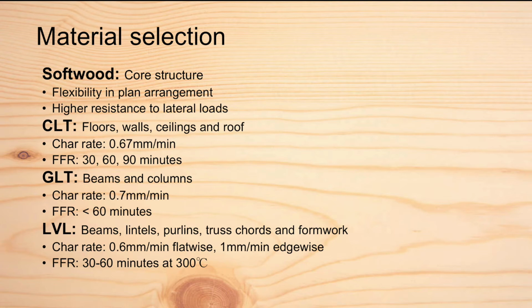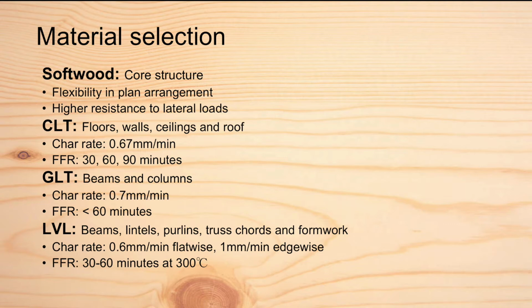The core structure is softwood, as it has greater flexibility in plane arrangement and a higher resistance to lateral load than hardwood. Two major timber materials will be applied to the structure: glue laminated timber and laminated veneer lumber. GLT is used for beams and columns. It has a charring rate of 0.7 mm per minute, so the fire resistance rate is less than 60 minutes.